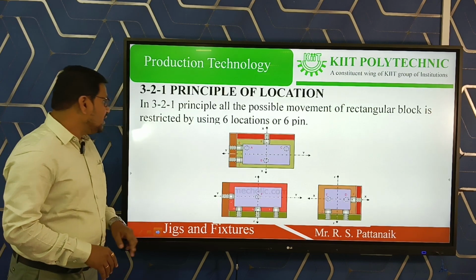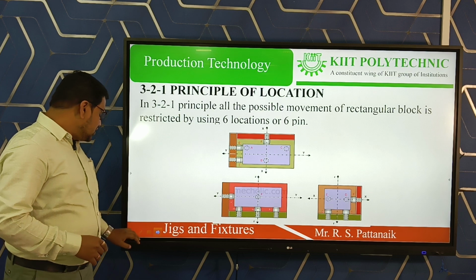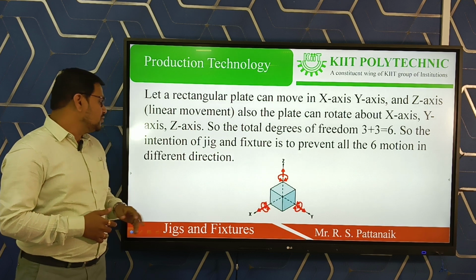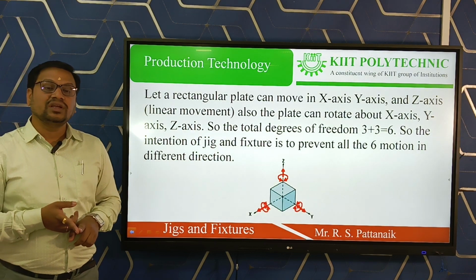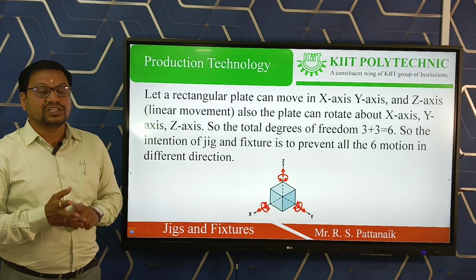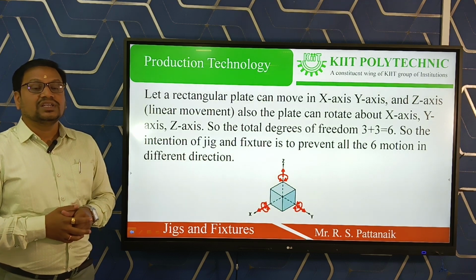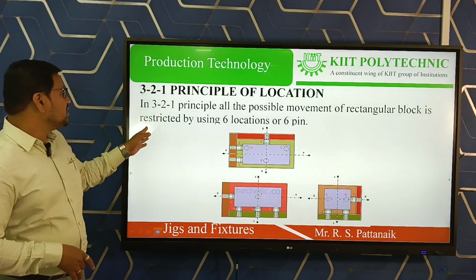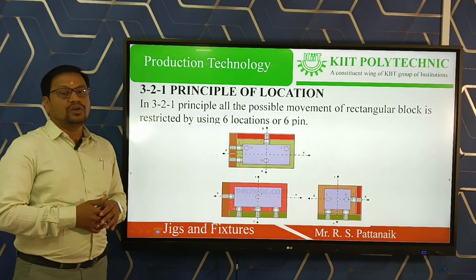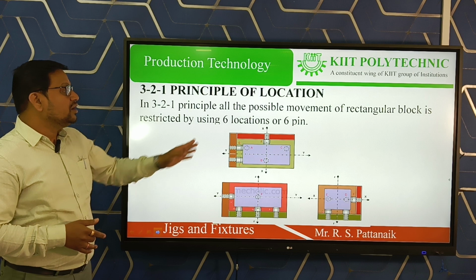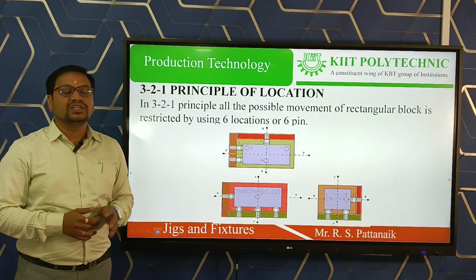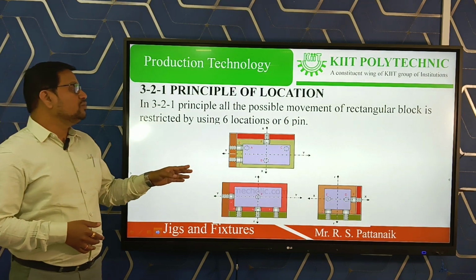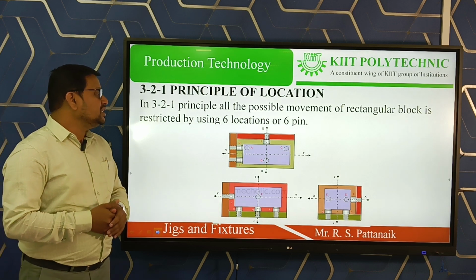Our intention with jig and fixture is to prevent all 6 possible motions in different directions by using 6 pins, which is known as 6 pin location or the 3-2-1 principle of location. So what is the 3-2-1 principle of location? In the 3-2-1 principle, all 6 possible movements of the rectangular block are restricted by using 6 locations or 6 pins.